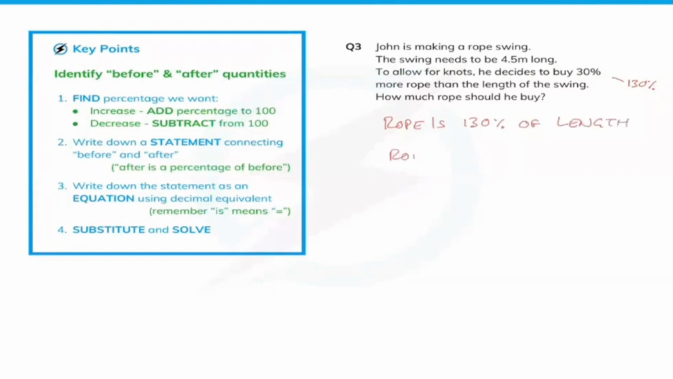So we can say the rope equals, there's the "is" again, 130%, which is 1.3 times the length. And the length is 4.5. And 1.3 times 4.5 is 5.85. So he should buy 5.85 meters of rope. And I hope that method simplifies things for you.